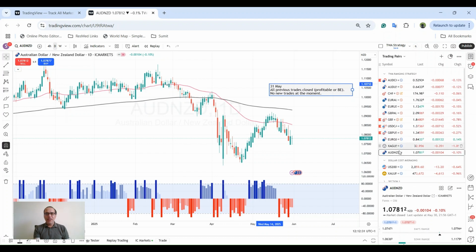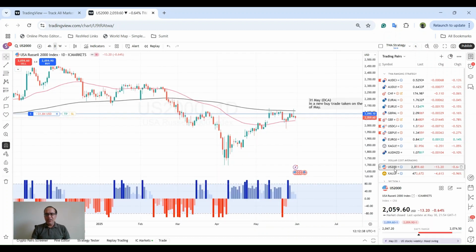The first one is the Russell. Now, one question that has come up a few times is why the Russell, why not the other indices? I have a couple of reasons for it. One is the margin requirement. The lot size that I trade with the Russell is the minimum one, and that's 1 unit.